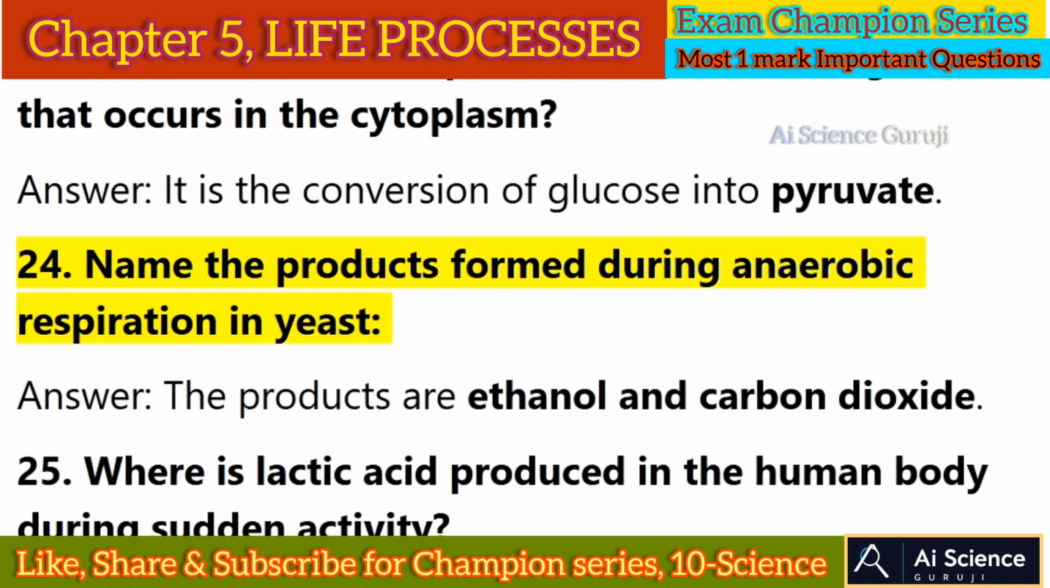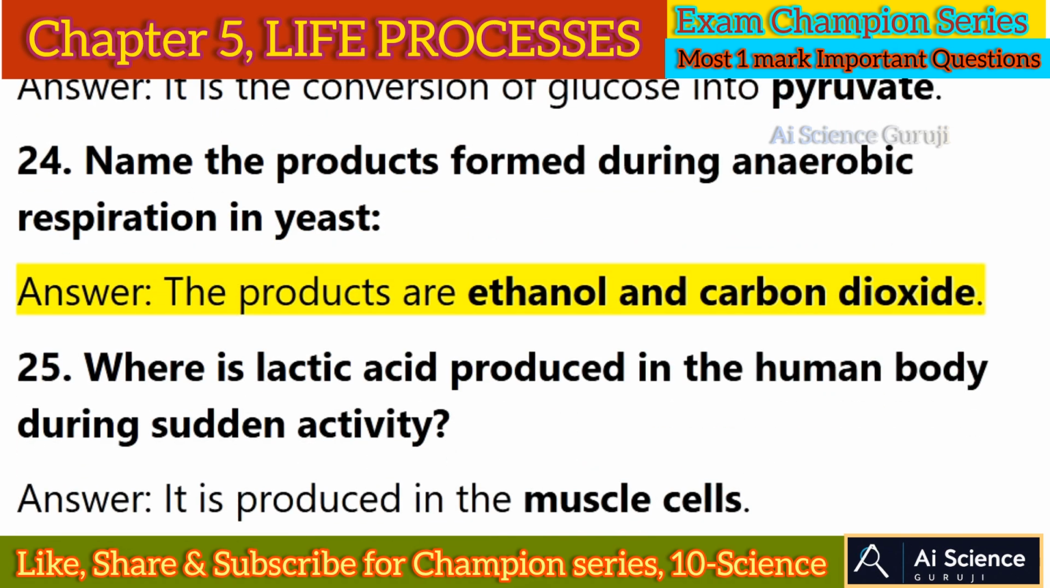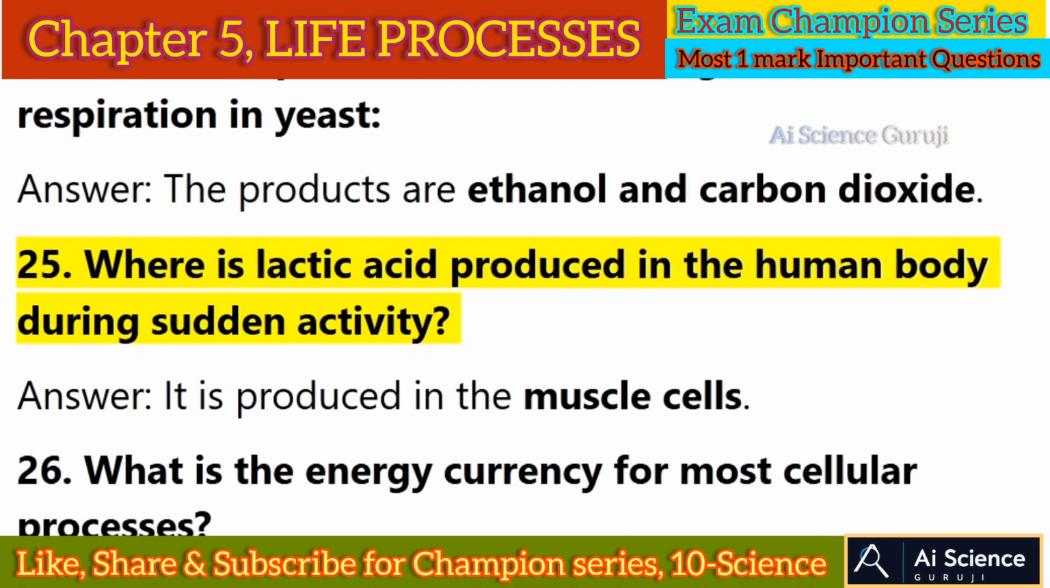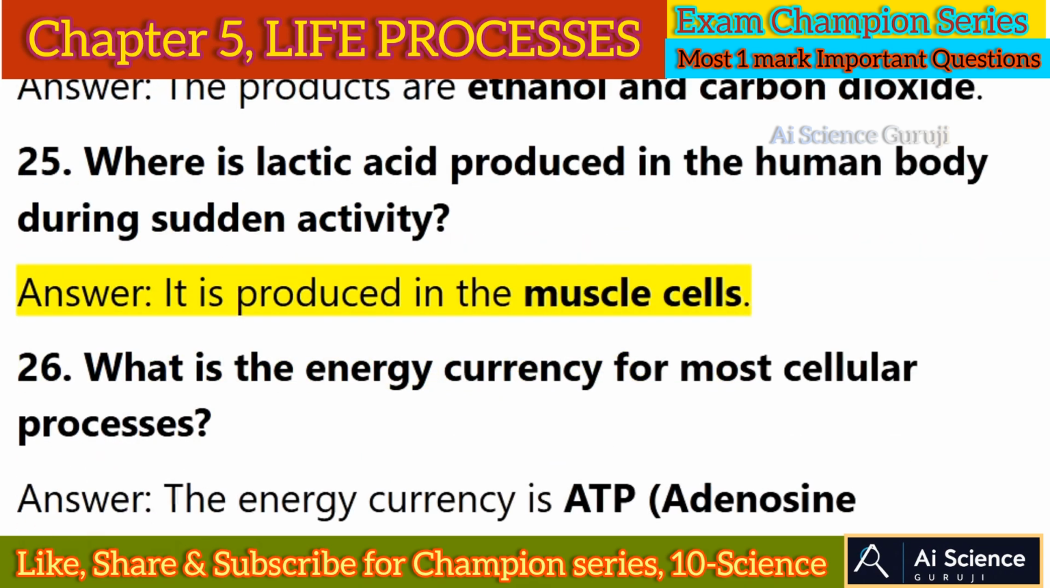24. Name the products formed during anaerobic respiration in yeast. Answer. The products are ethanol and carbon dioxide. 25. Where is lactic acid produced in the human body during sudden activity? Answer. It is produced in the muscle cells.